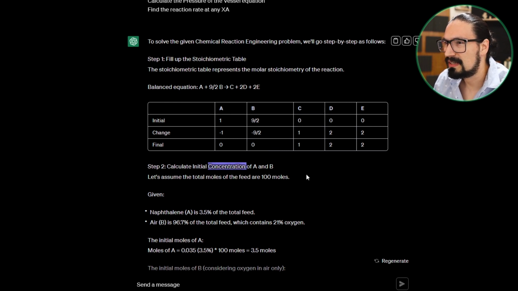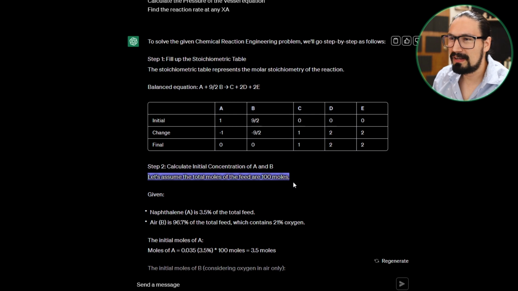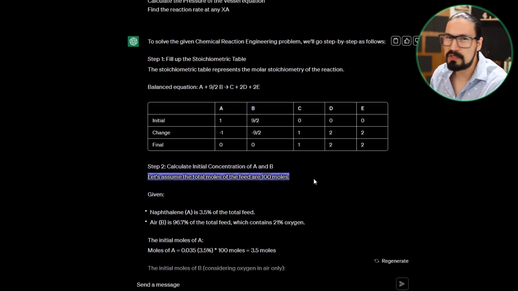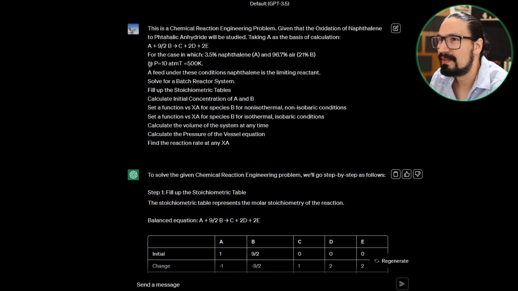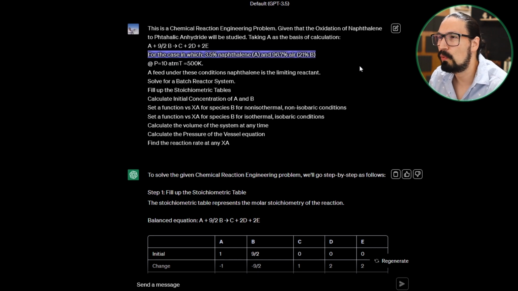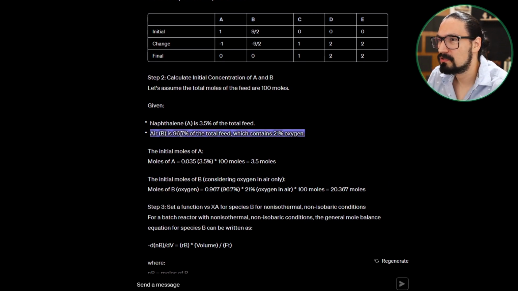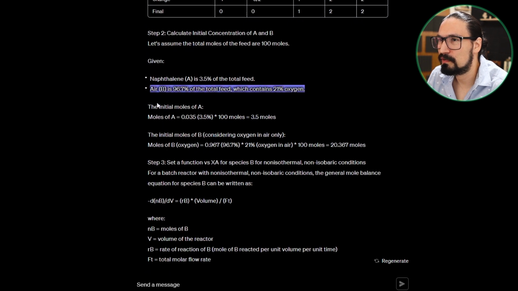Step number 2, calculate the initial concentration of A. And I really see right away that the AI is assuming a feed, which you shouldn't be doing, because you already have pressure, temperature, and some amount of this material right here, which you can assume are both gases, because naphthalene needs to be burning in gas phase. I don't like this part right here, because concentration could be calculated with the ideal gas law. Okay, so this is still information.